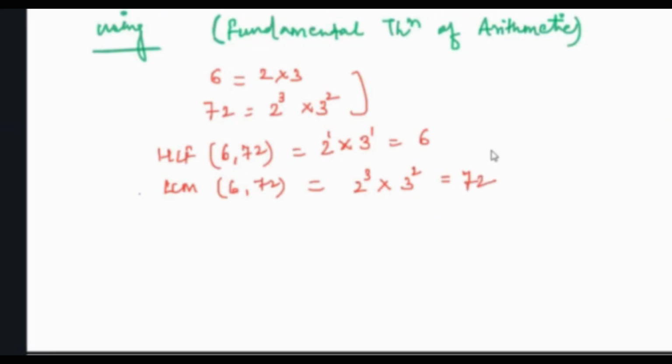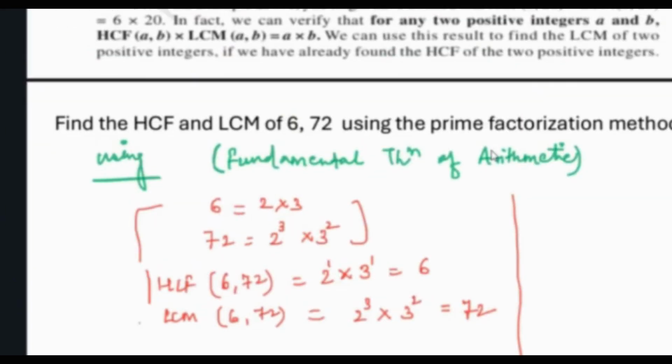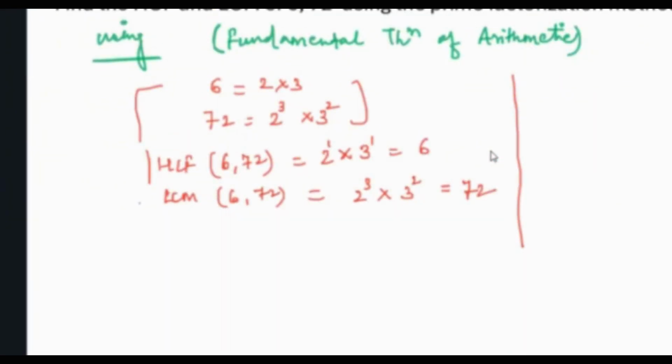So our LCM is 72 and our HCF is 6. There is one more method that you can use, but always first try to use this method in your exam, because the examiner will check your answers on the basis of what is written in the standard textbooks. But for your own ease, if you are not able to remember the definition of HCF and LCM, then you can also do it in this way.